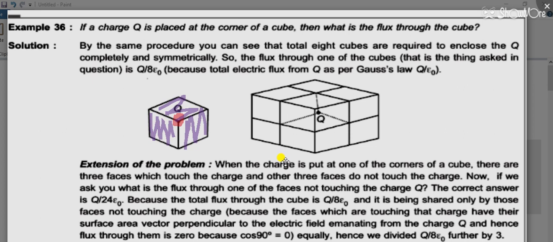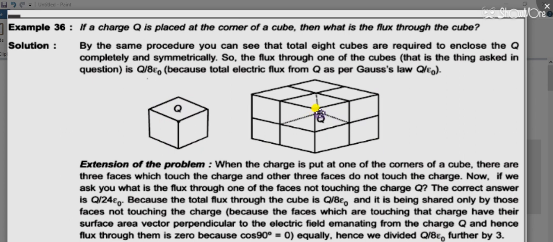So no flux will come out from these 3 faces. You can see the concept behind this. The concept can be the angle between electric field and area vector, or you can study this diagram, that is the symmetric diagram of this. To make the symmetry, or you can say to make the charge enclosed, we draw this surface. Because the charge is placed at the edge, we need one cube upward, one on this side, one on this side, then eight cubes are required here. So you can see the diagram, 8 cubes are required and the charge is placed here.